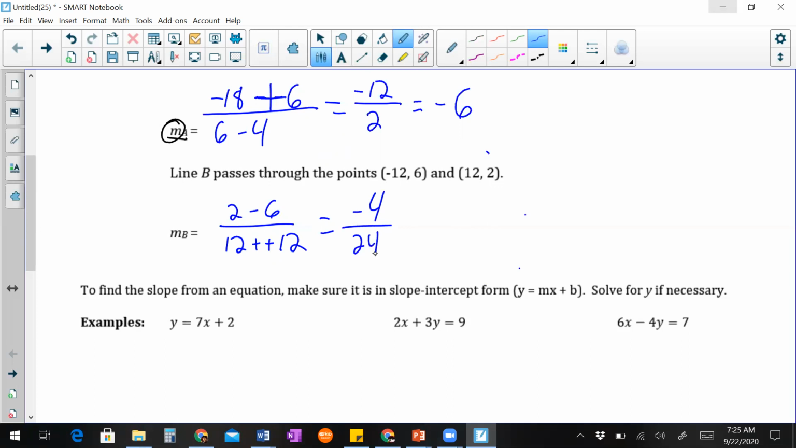So our slope is -4/24. We want to reduce this as far as possible. We know the 4 goes into 24. So we're going to say this is -1/6.